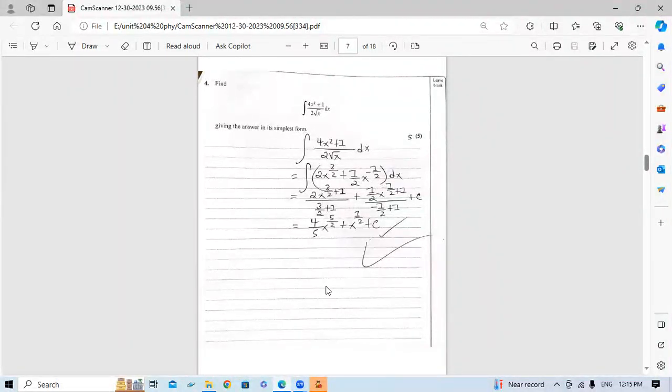So the integration would be 2x to the power 3 by 2 plus 1 divided by 3 by 2 plus 1, plus 1 by 2 x to the power minus 1 by 2 plus 1 divided by minus 1 by 2 plus 1, and mention the c at the end. If you don't mention the c, they may cut 1 mark in this question. So 4 by 5 x to the power 5 by 2 plus x to the power 1 by 2 plus c. You need to write the final answer obviously in this state. If you don't write the c, you may not get 1 mark in this question. So you need to be aware of that.